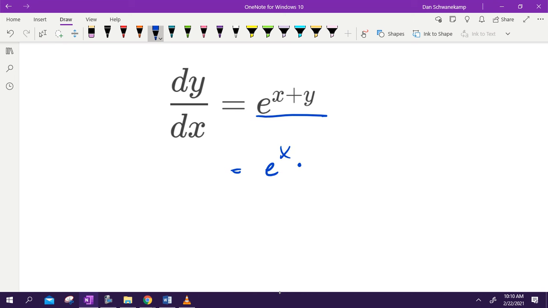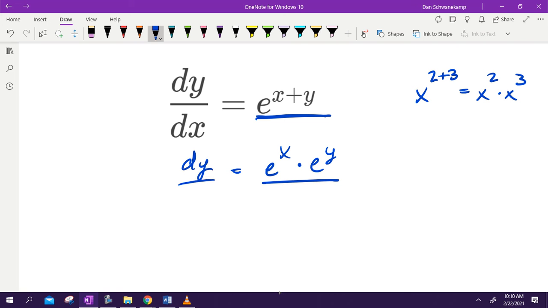e to the x times e to the y. Because remember, x to the 2 plus 3 is the same thing as x squared times x cubed. Those two things are the same. So this is the same thing as that. If you get to that point, now you can separate and integrate. Go ahead and separate and integrate for me. If you can separate and integrate, you're scoring 3 out of the 5 points. You haven't done anything else. All we're doing is separate and integrate, and we're getting over half the points.